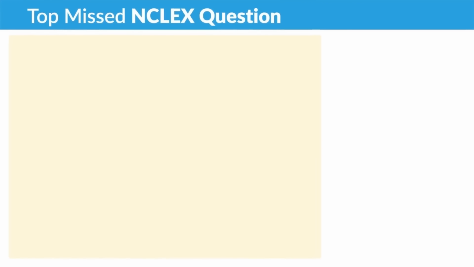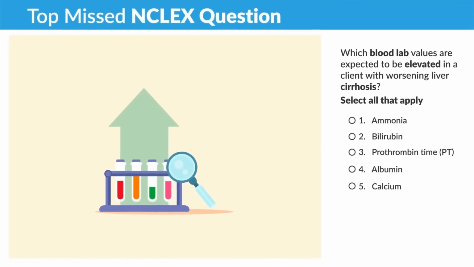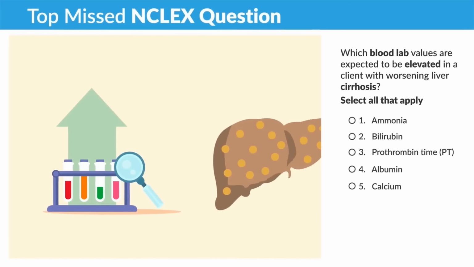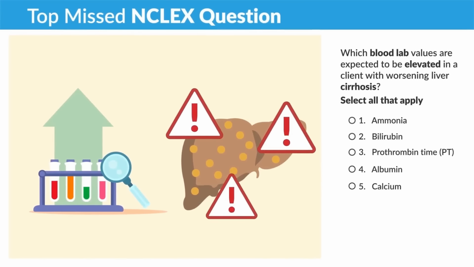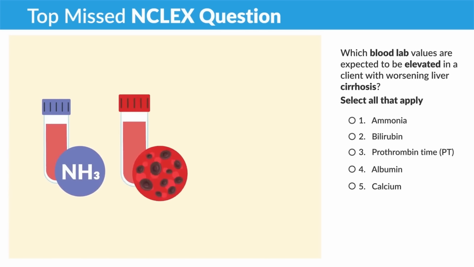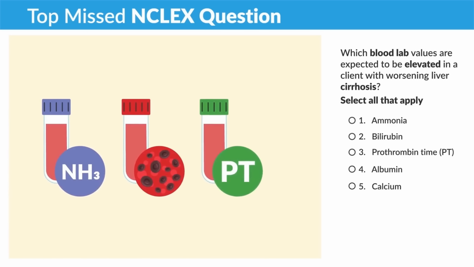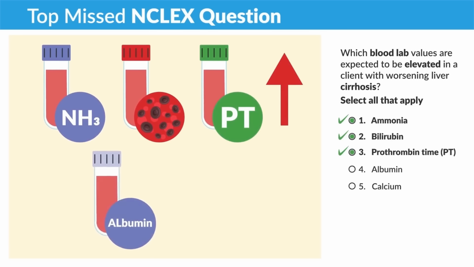Now, a top missed question, for which blood lab values are expected to be elevated in a client with worsening cirrhosis? Select all that apply. So just slow it down here before you look at the options. So just think ammonia, bilirubin, and prothrombin time, the PT, will all be elevated. The only 2 that are really going to be low is albumin and calcium here, because albumin is that protein that the liver produces, and since albumin binds with calcium, both will be low together.